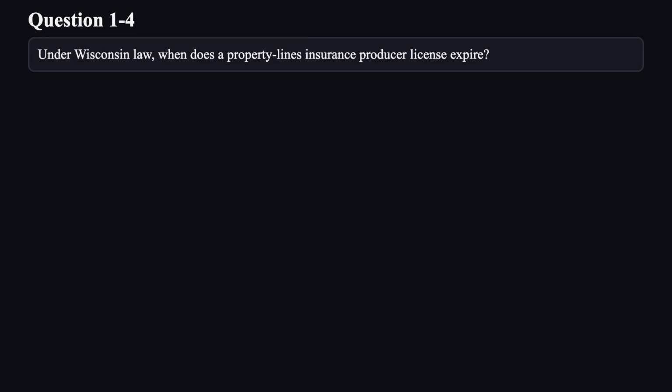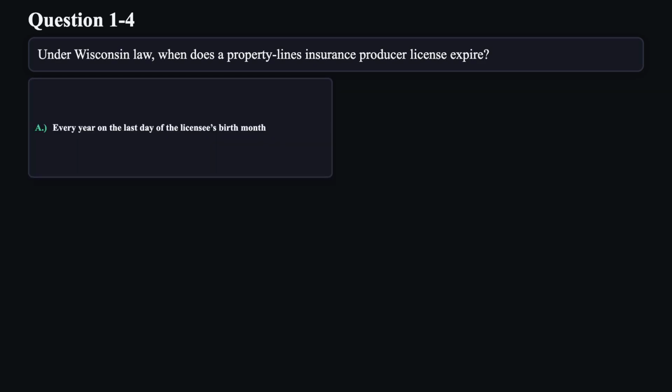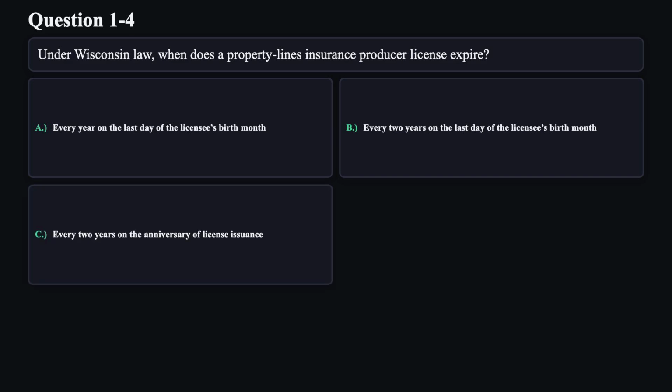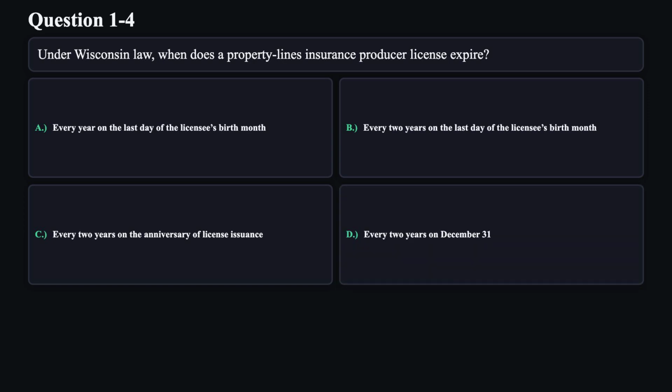Question 4. Under Wisconsin law, when does a property lines insurance producer license expire? A. Every year on the last day of the licensee's birth month. B. Every 2 years on the last day of the licensee's birth month. C. Every 2 years on the anniversary of a license issuance. D. Every 2 years on December 31st.